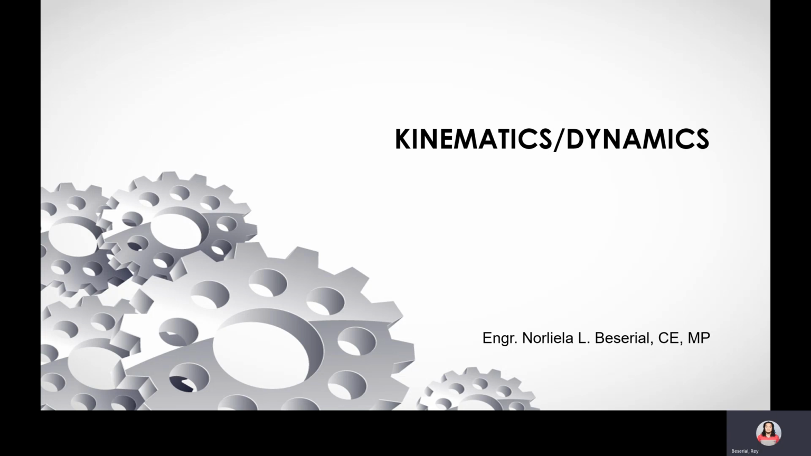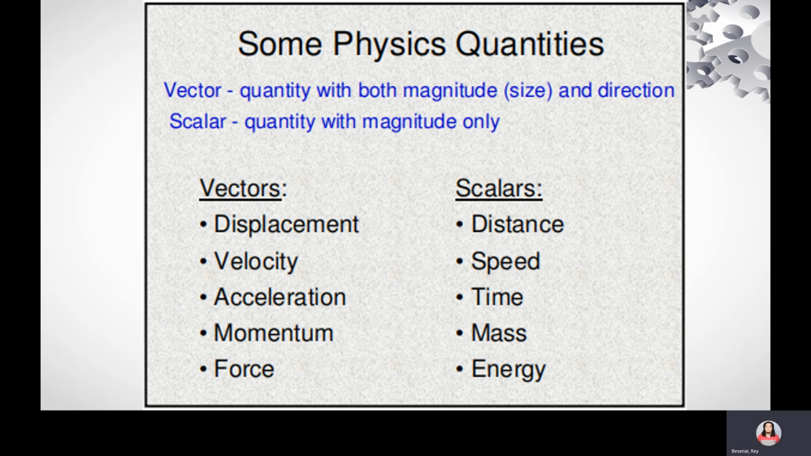For today, ang ating topic ay ang kinematics. Okay, next slide. Before we start, balikan na natin yung some physics quantities. Under here, ita-tackle natin yung vector and scalar. What is a vector? A vector is a quantity with both magnitude and direction. And then a scalar is a quantity with magnitude only, so wala siyang direction.